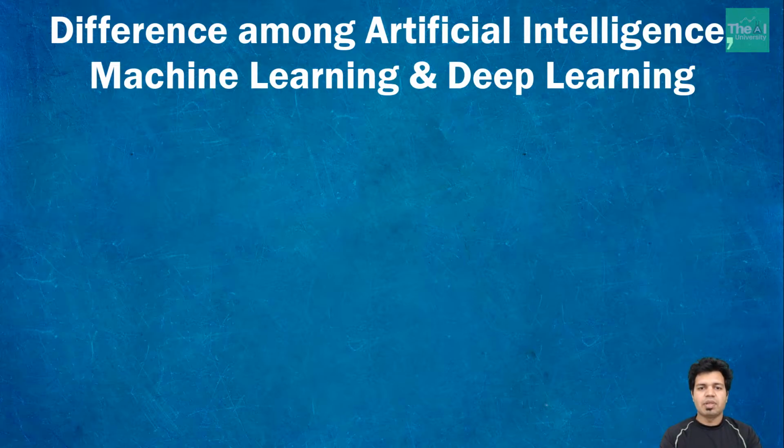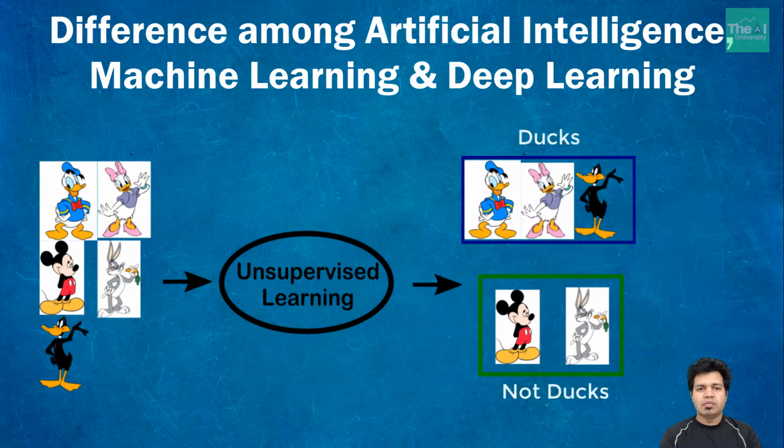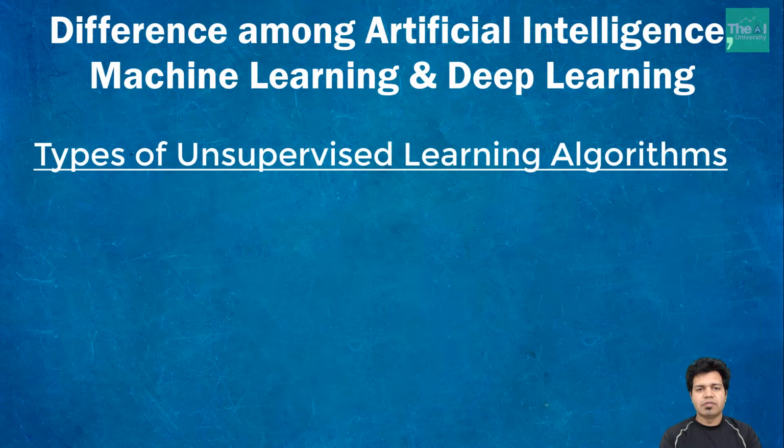Let me take an example here as well. In the image shown here, we have given some cartoon characters to our unsupervised model, which are ducks and not ducks. Our training data didn't contain any labels for each individual record or observation. The unsupervised model was able to separate both types of characters by looking at the data and modeled the underlying structure or distribution in the data in order to learn more about it. There are two types of unsupervised algorithms: one is clustering and another one is association.